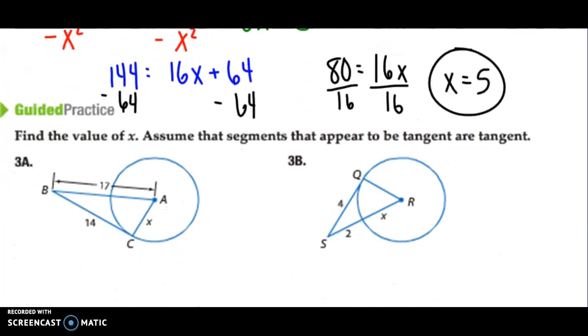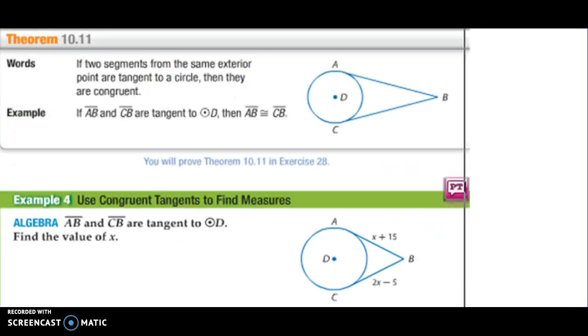We could do the exact same in these guided practice problems as well. Alright, so theorem 10-11 says this: if two segments from the exact same exterior point are tangent to a circle, then they are congruent. So it says right here, AB and CB are tangent to D. That means that this line and this line are the same.